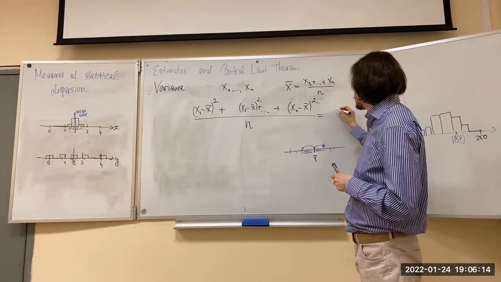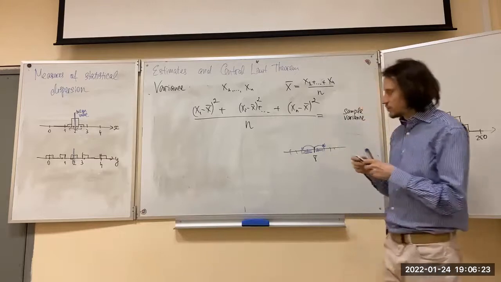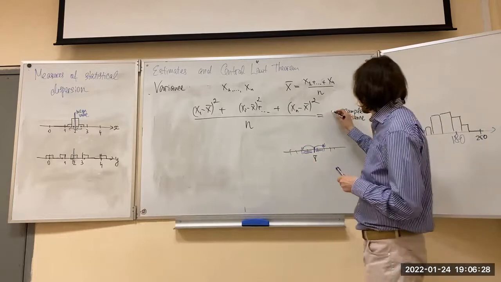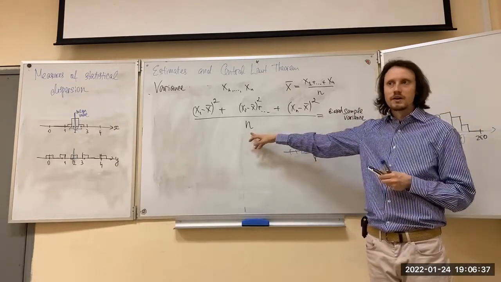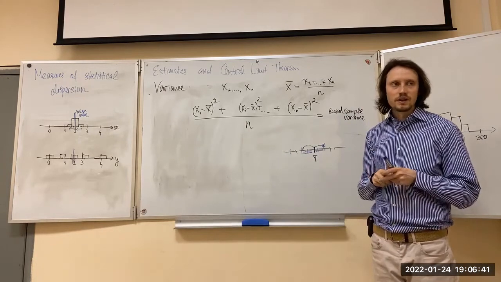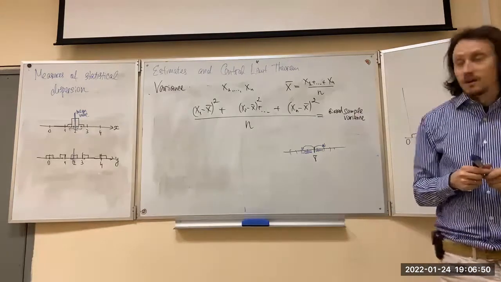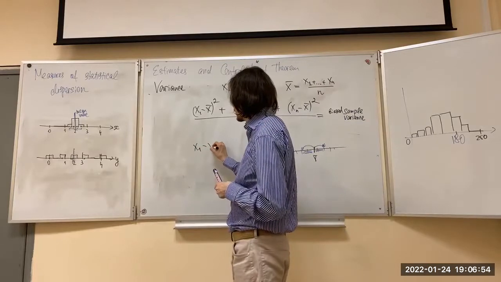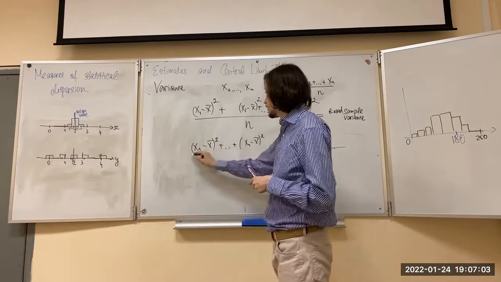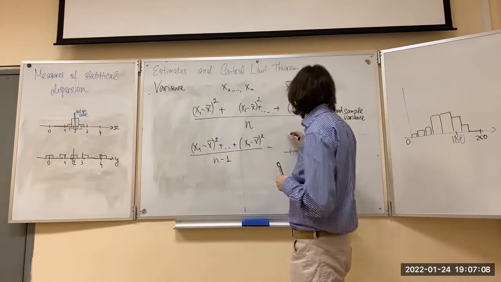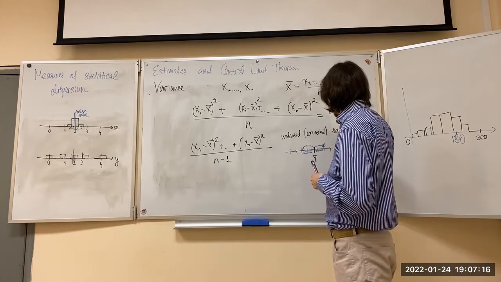And this thing is called sample variance. To be exact, if we divide by n, this value is called biased sample variance. To make it unbiased, we have to divide not by n, but by n minus 1. I'm not going to explain why you have to divide by n minus 1. It can be said that if you divide by n minus 1, you get a little bit better value with better statistical properties. But I'm not going to explain what that means exactly. So this is unbiased or corrected sample variance.